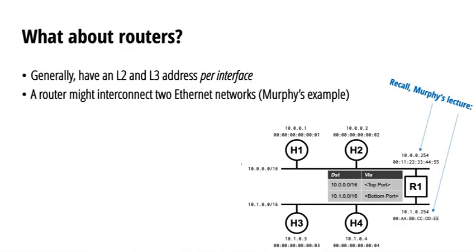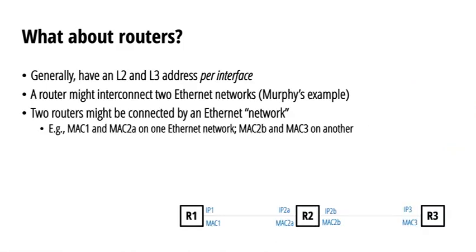So a router might interconnect two L2 networks. That was this example. There's another one that I want you to think about, which is that you can have two routers interconnected by a quote-unquote Ethernet network. It's really just a single link. But from the way the protocols work, it's effectively a separate Ethernet network. So this is like one Ethernet network that has two hosts on it, or two MAC addresses on it. This is a separate Ethernet network with two MAC addresses on it. Yeah, that's the next slide. Hold on to the question for just a minute.